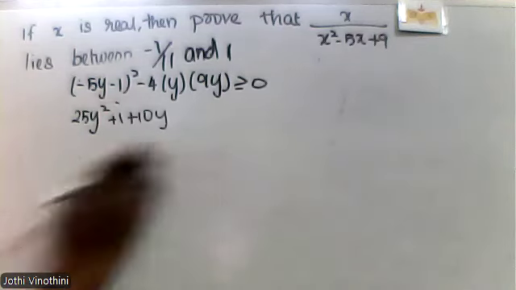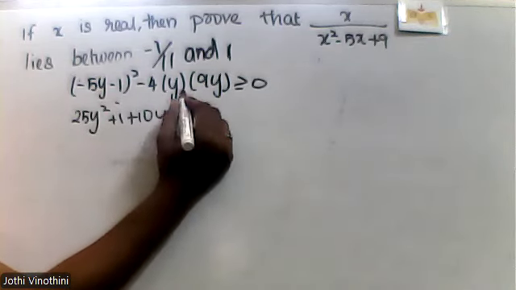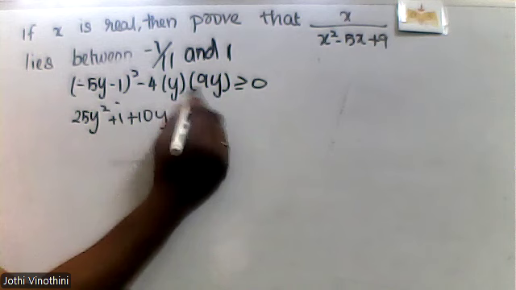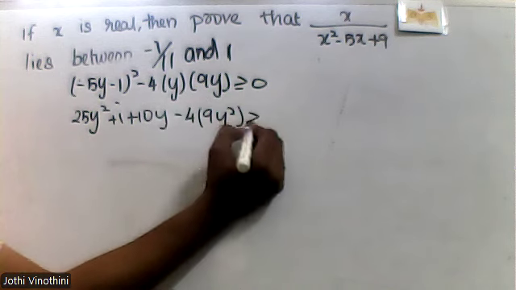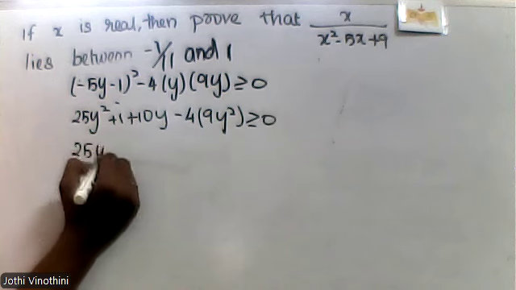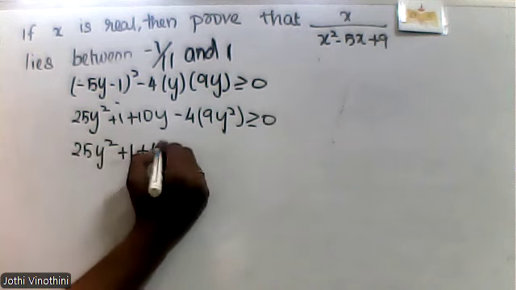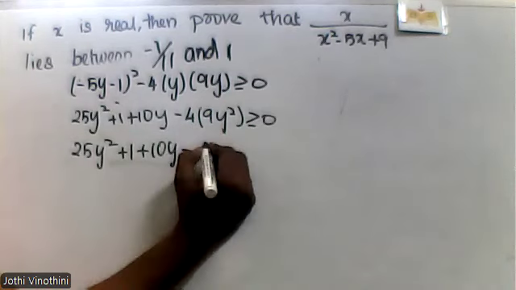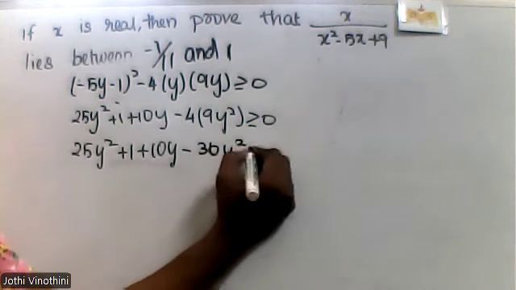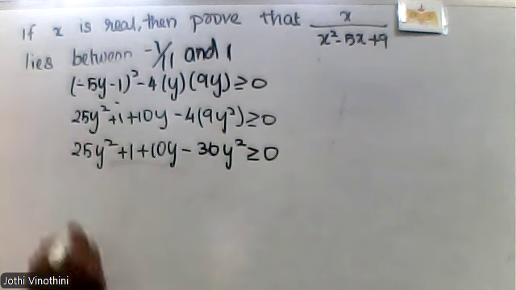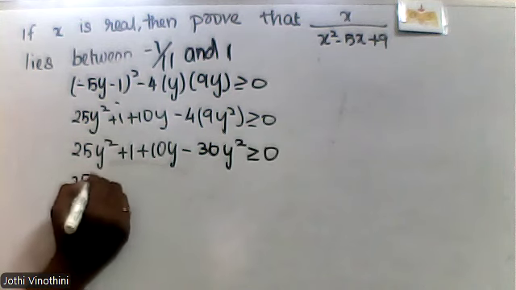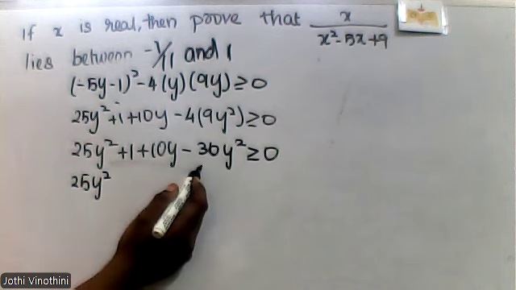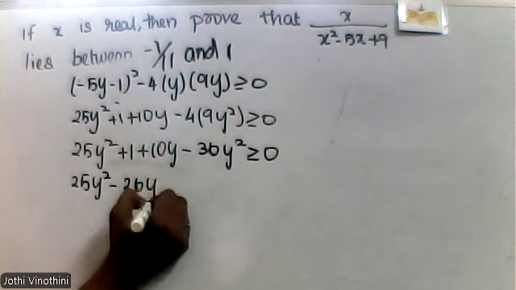Now I am going to multiply these two. 9 into y into 9y is 9y squared, and 4 into 9 is 36. So 25y squared plus 1 plus 10y minus 36y squared must be greater than or equal to 0.